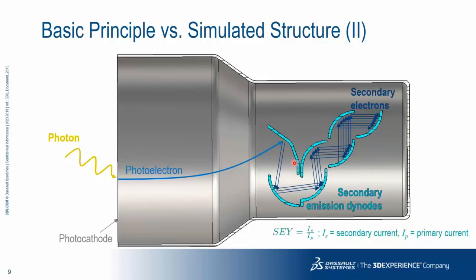This object is made out of a material which can release secondary electrons when being hit by a primary electron. That's the case for many materials, and the material characteristic is the so-called secondary emission yield, which is an amplification factor. So what's the secondary current depending on the primary current? Your photoelectron comes in and knocks out, for example, two secondary electrons. They, by their electric field, are guided towards the second dynode and knock out even more electrons. This continues along the dynodes until you get many secondary electrons.